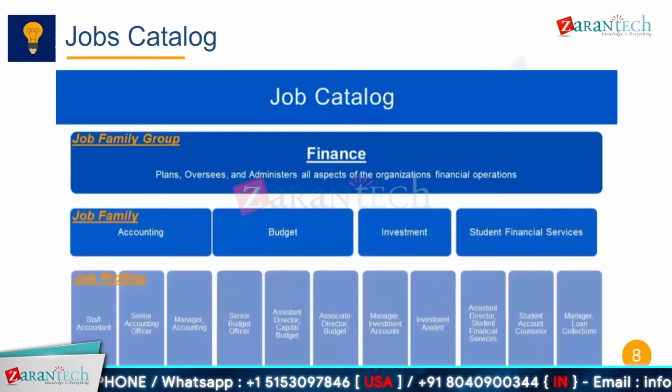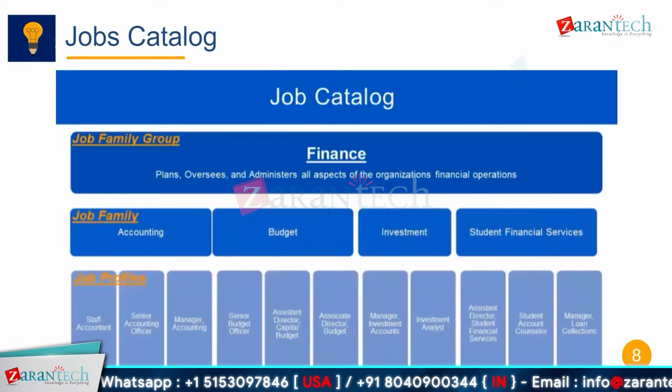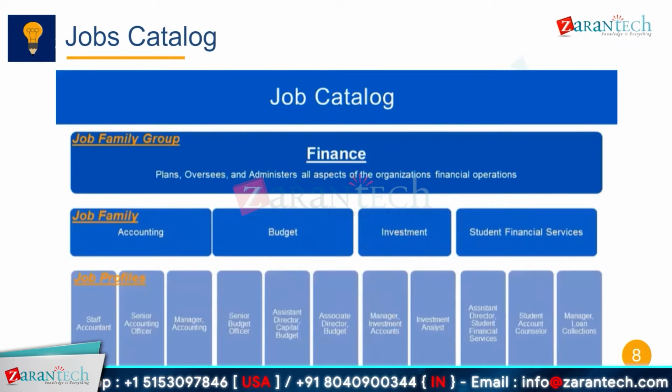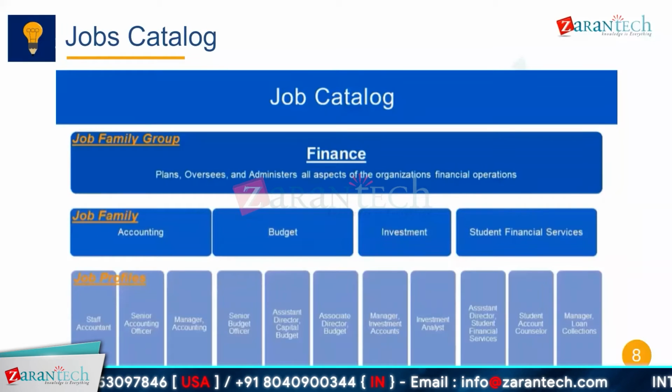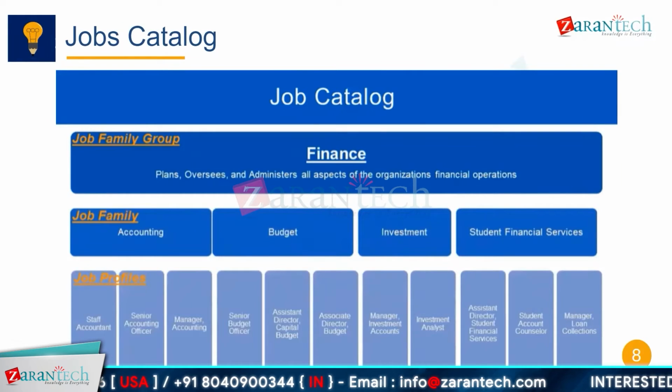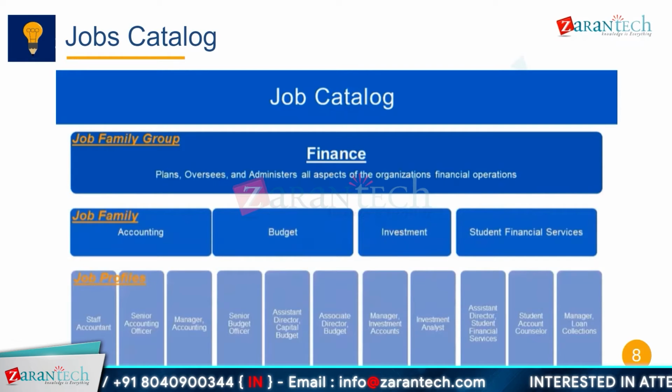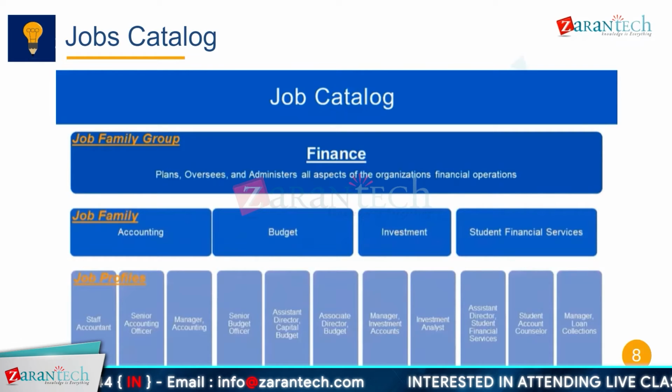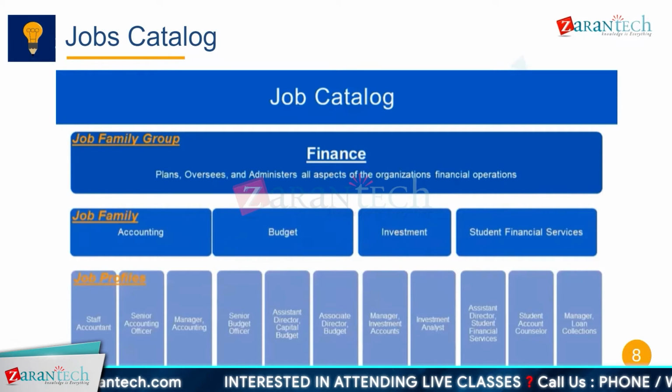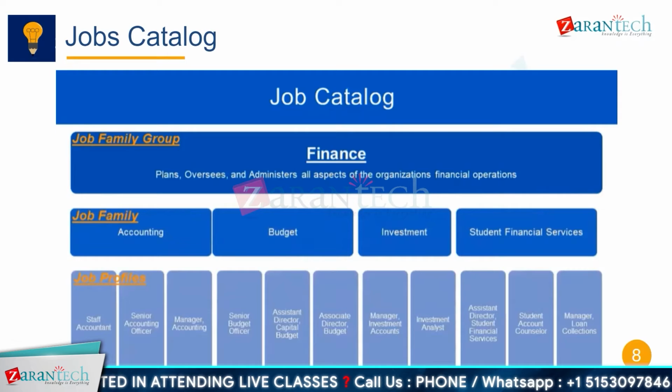So job catalogs. When you have those job profiles, they are in job families and then further trickling up to job family group. So on the top level, if you look at that, finance is a job family group. So it plans, oversees, and administers all aspects of the organization's financial operations. So that's the job family group. But in finance, you can have multiple job families like accounting, budget, investment, student financial sector. And you can have these various job profiles across all these job families.